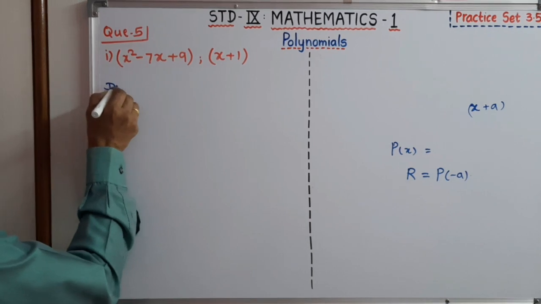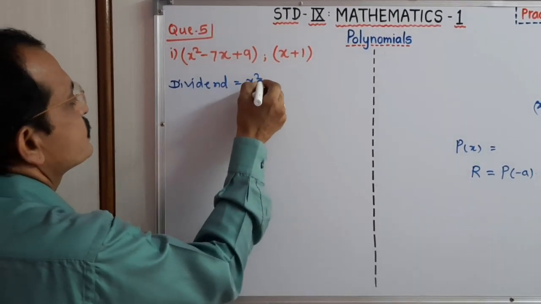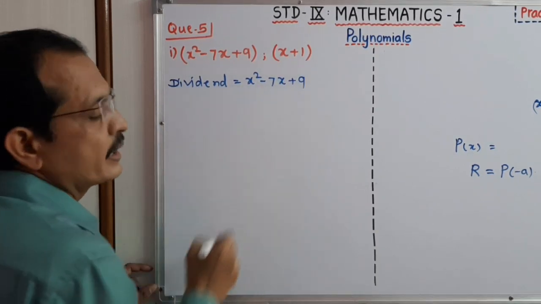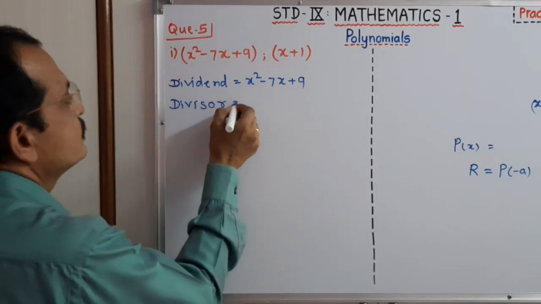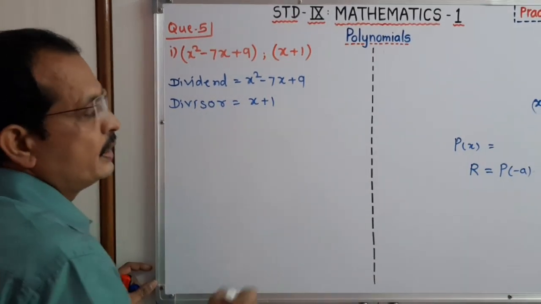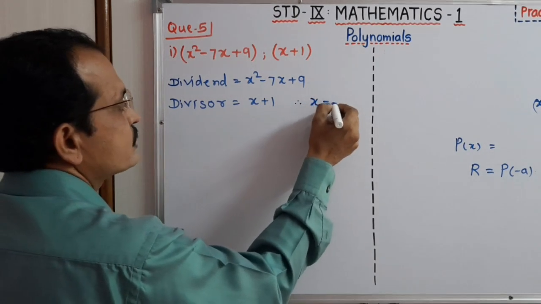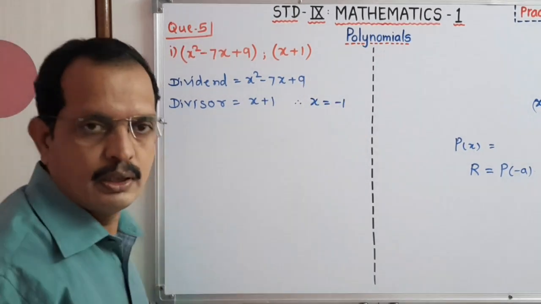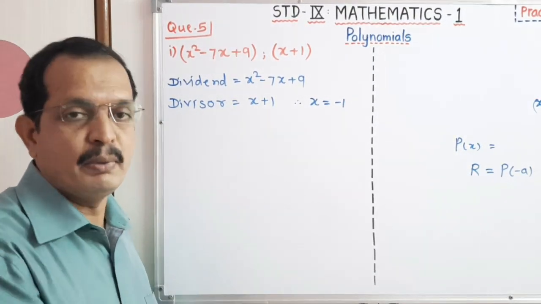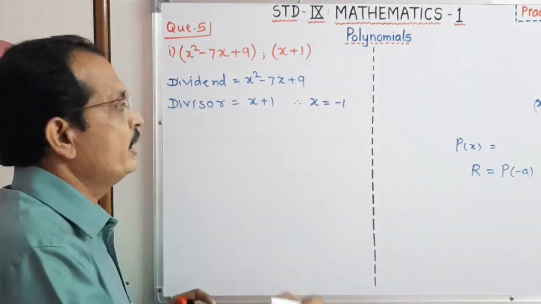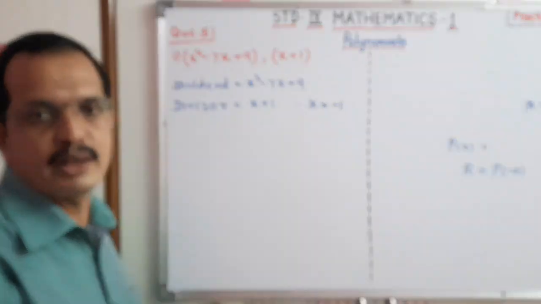Now see here. First of all, we have to write here: dividend is equal to x square minus 7x plus 9. Then divisor is equal to x plus 1. Therefore, what do we have to do? We have to write here x is equal to minus 1. That means, to find the remainder by using the remainder theorem, we have to find the value of this polynomial for x is equal to minus 1.